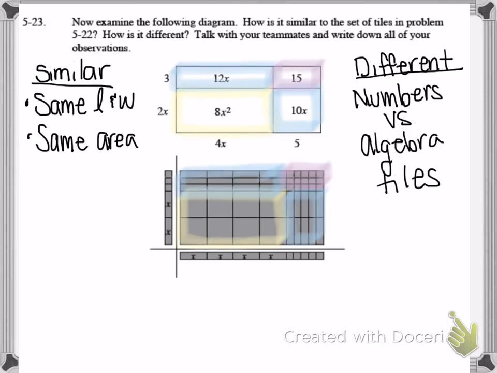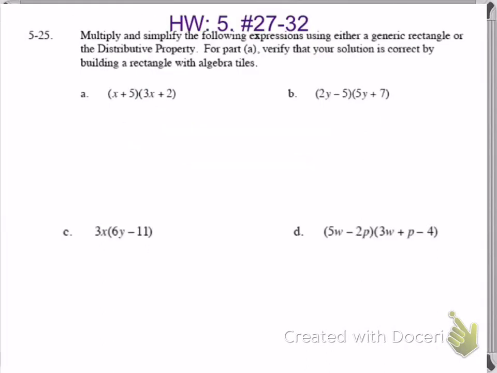So hopefully you noticed the same similarities and differences that I did. The similarities are that the length and the width of these two rectangles are the same, and that the area is also the same. The biggest difference, though, is that one image, the generic rectangle, uses numbers instead of actually drawing each and every individual algebra tile. And that's going to save us a lot of time. And so what we're going to do next is get practice with writing the generic rectangle after we take a few notes. Actually, we're going to practice a few to begin with.